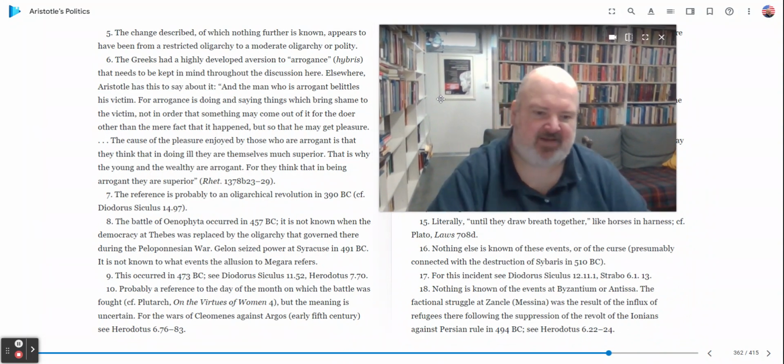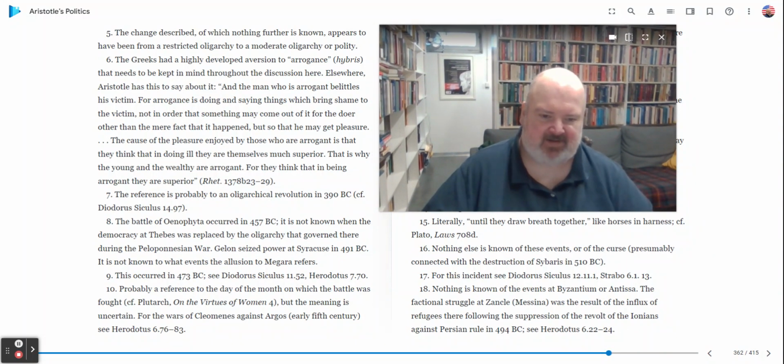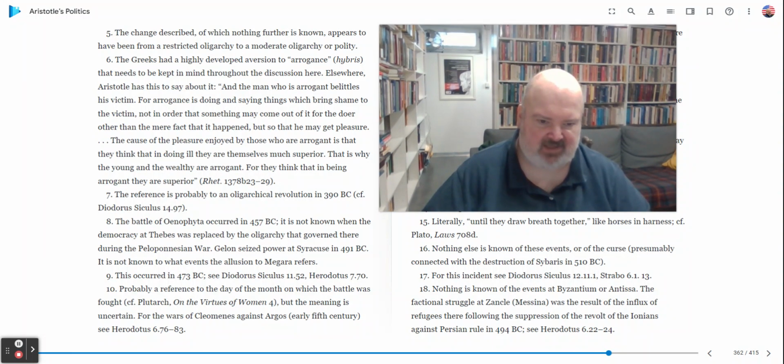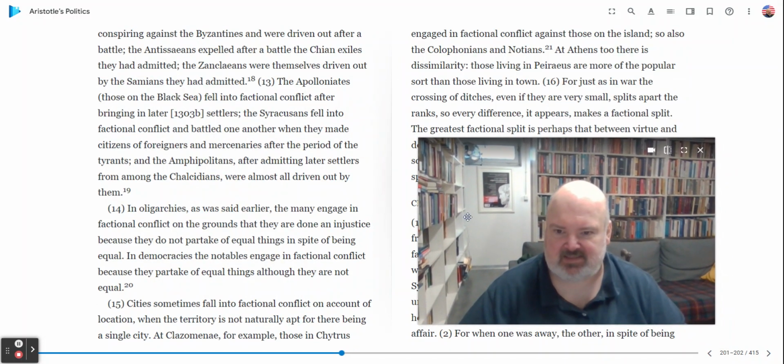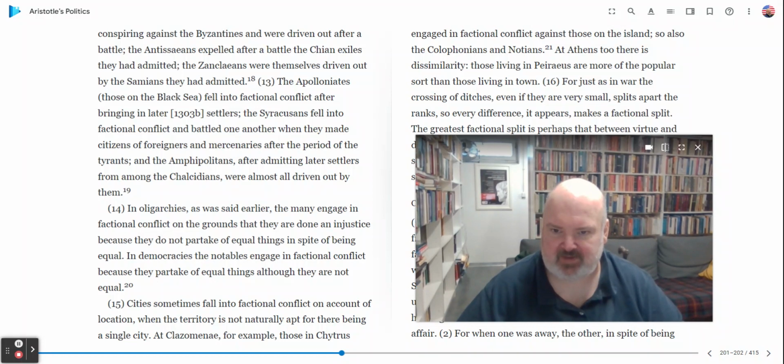Let's go look at this. Nothing is known of the event in Byzantium and Antissa. The factional conflict at Massalia, he says, was a result of the influx of refugees following the suppression of the revolt of the Ionians against Persian rule. This is dealt with by Heraclitus.